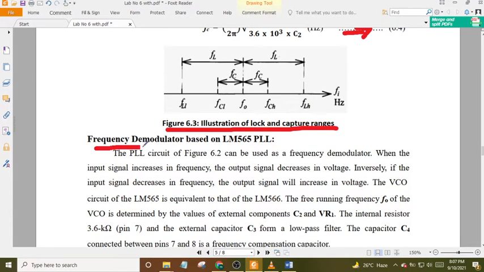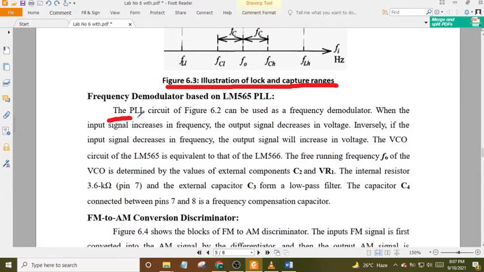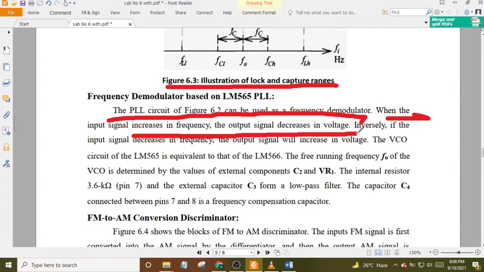Frequency demodulator based on the LM565 PLL. The PLL circuit of figure 6.2 can be used as a frequency demodulator. When the input signal increases in frequency, the output signal decreases in voltage. Inversely, if the input signal decreases in frequency, the output signal will increase in voltage.